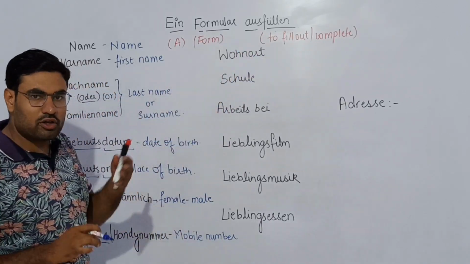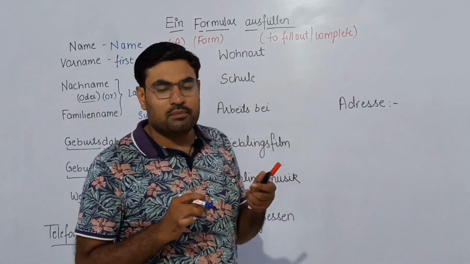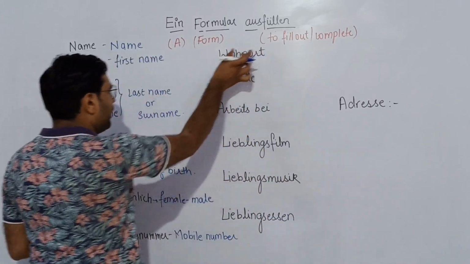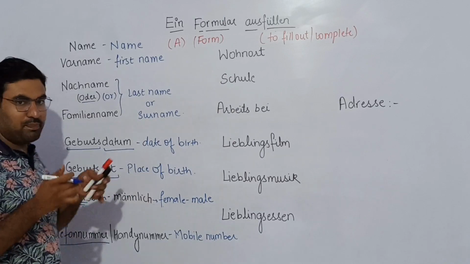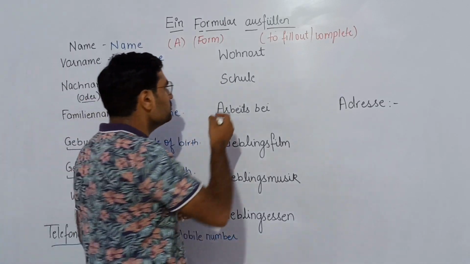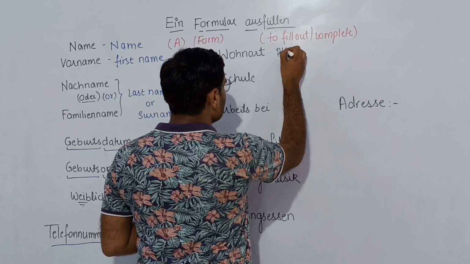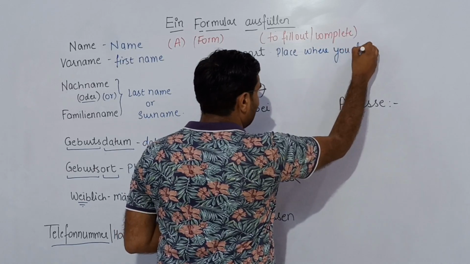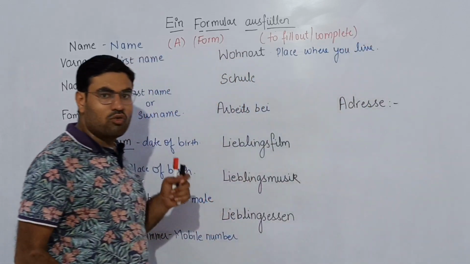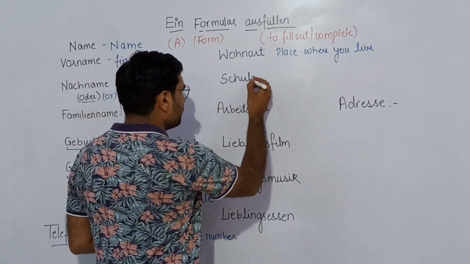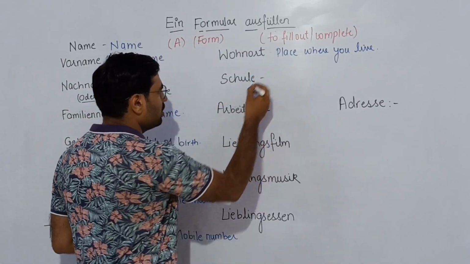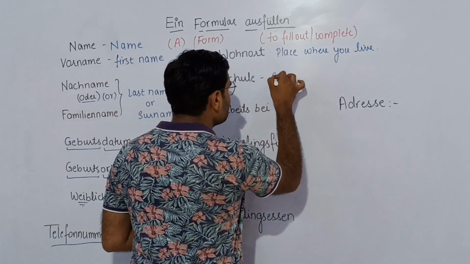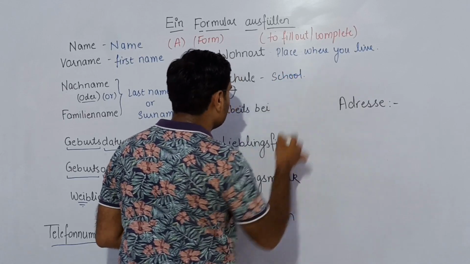Next thing, Wohnort. In one of the previous lectures, I told you about the word wohnen, which means to live. So wohn comes from that, and Ort is place. So the place where you live is called Wohnort. Next, Schule. Your school, the name of your school. If Schule is written, it means school. He's asking about your school.